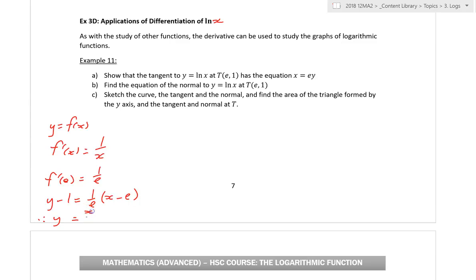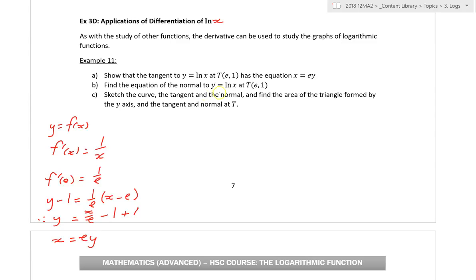Alright, therefore, keep working down here, y equals x over e minus e over e, minus 1 plus 1, cancel. So I end up with y equals x over e, because these cancel out. Multiply both sides by e, and I get x equals ey as required. Strange way to have x as the subject, but anyway, that's our case.